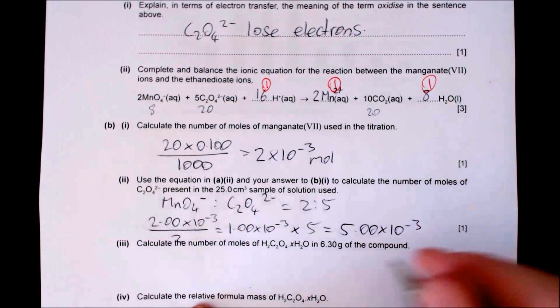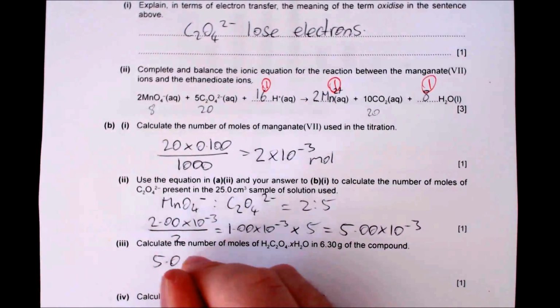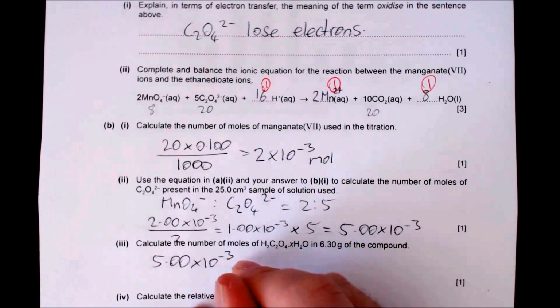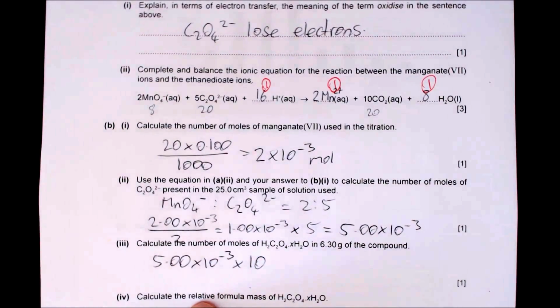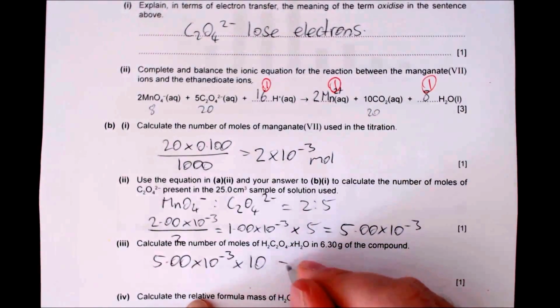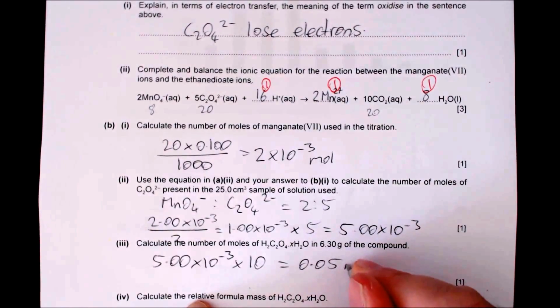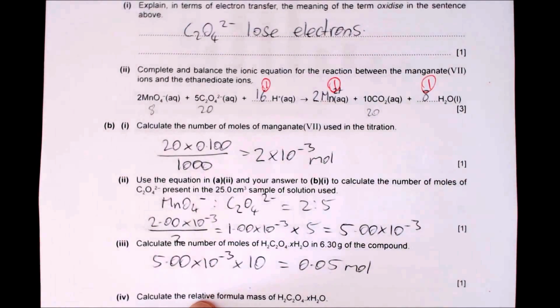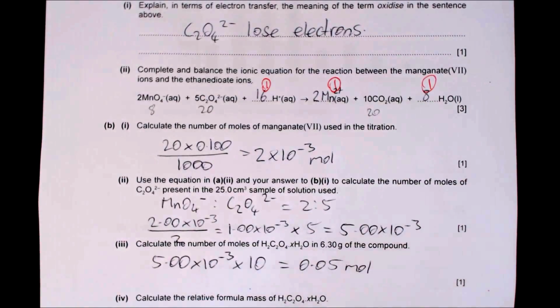So we're going to take that number there, 5.00 × 10^-3, multiply that by 10, and obviously that's going to get us 0.05 moles, or you can say 5 × 10^-2, anything like that. Okay, so that's that one.